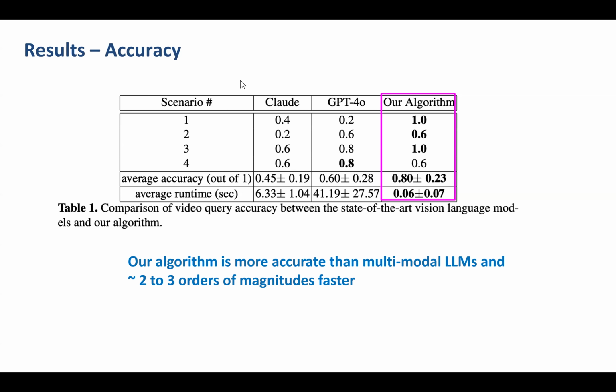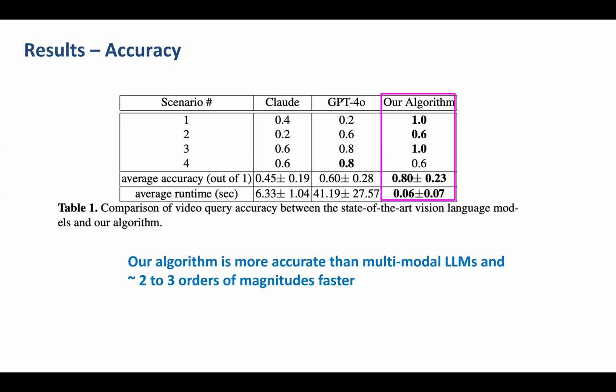And right now we benchmarked it against two multimodal large language models, Claude 3.5, I believe at that time, and then GPT-4o, which were the state of the art back then when the experiment was conducted. And the numbers that you see, so on the left column, you see the scenario numbers, 1, 2, 3, 4, Claude, GPT-4o, and our algorithm. And the numbers inside represent the accuracy. So it's out of 1. So if it's 1, it means it's perfect in terms of accuracy.